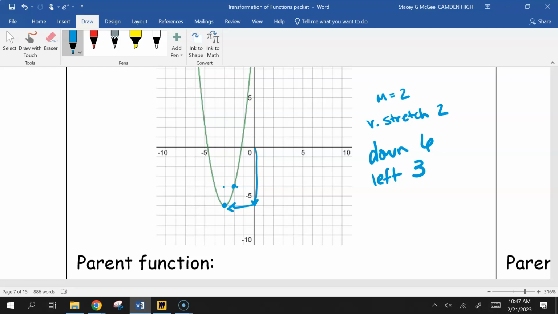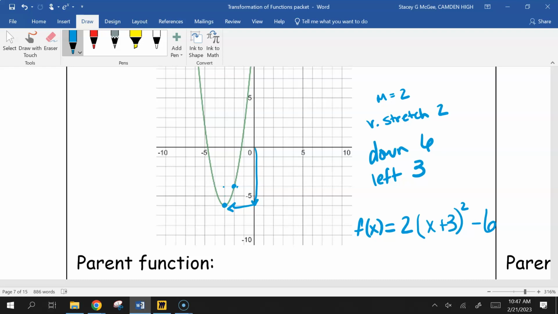Now I just need to plug into the equation, right? My A is going to be 2. So what does this equation look like? f of x equals 2 on the outside because it's vertical, right? My parent function is x squared. How do I say left 3? Is it plus 3 or minus 3? Plus 3 because it's opposite. How do I say down 6? Does that make sense? The 2 is coming from that little slope, and the 3 and the 6 are coming from my slides.